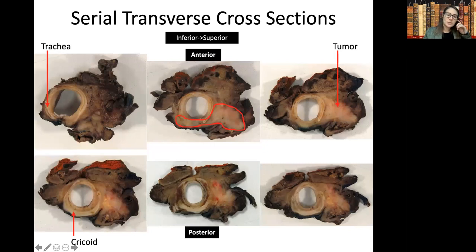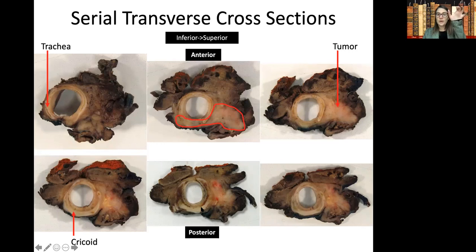So we have our tracheal ring as seen here with some blurry yellow tissue. We then move upwards and we start to see more clearly the tumor as it invades adjacent to the trachea, and then even perhaps creeping around posteriorly to invade the tracheal mucosa. We then start to approach the cricoid cartilage, again, that posterior thick lamina.